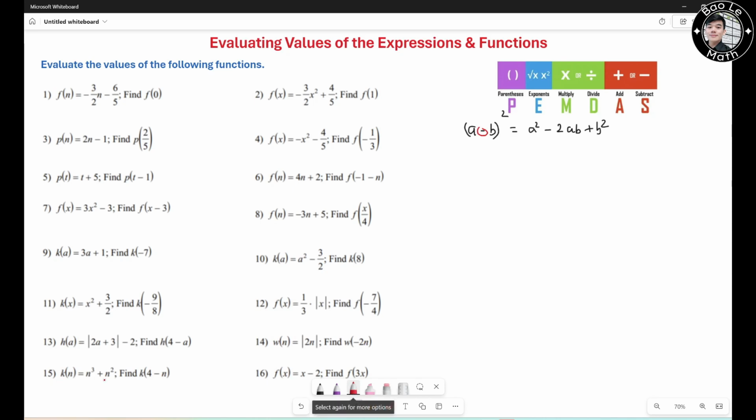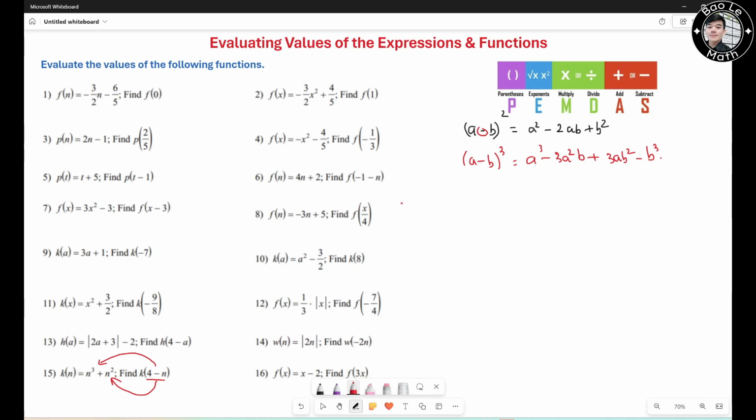Now question 15. We need to know the a minus b cubed formula. It's going to be a cubed minus 3a squared b plus 3ab squared minus b cubed. So we need to calculate k of 4 minus n. You need to substitute 4 minus n for n right here and 4 minus n for n right here.